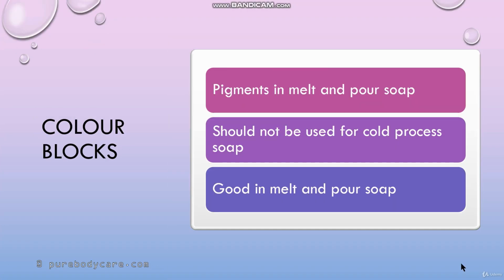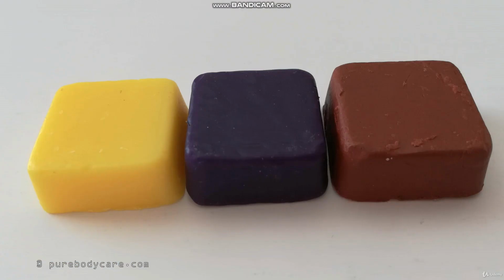Color blocks are pigments that are in melt and pour soap, and these shouldn't be used for cold processed soap. They are great for using in melt and pour soap though.